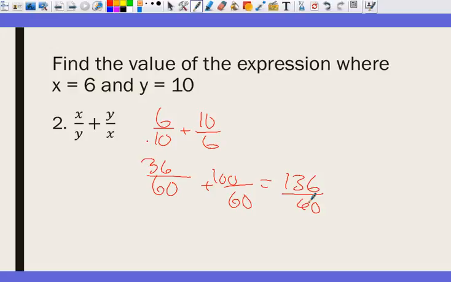All right, it's actually not the answer. You're supposed to simplify that, but we're not going to go through that right now.